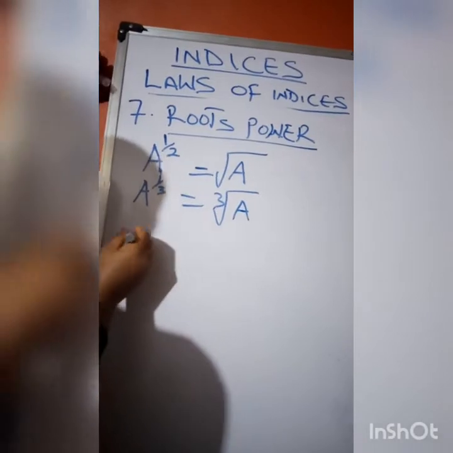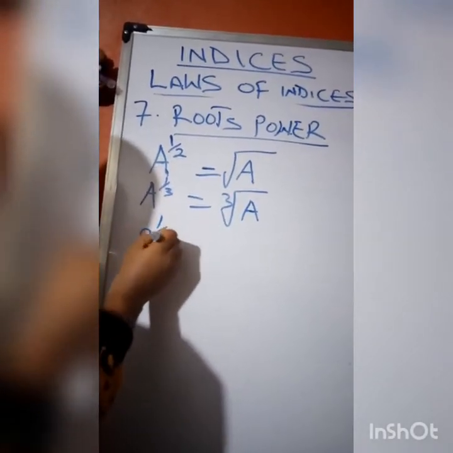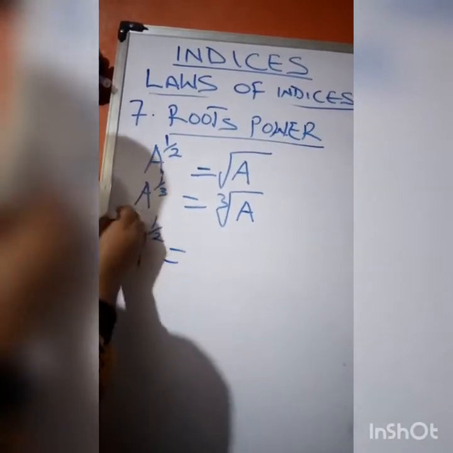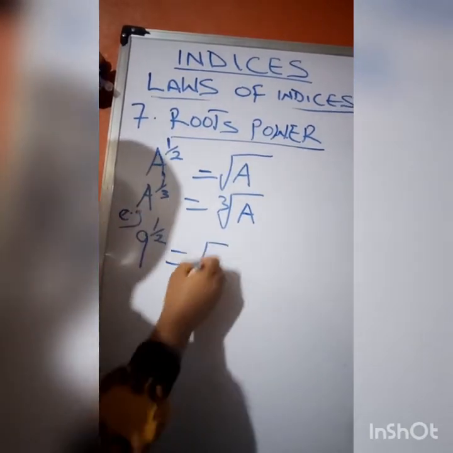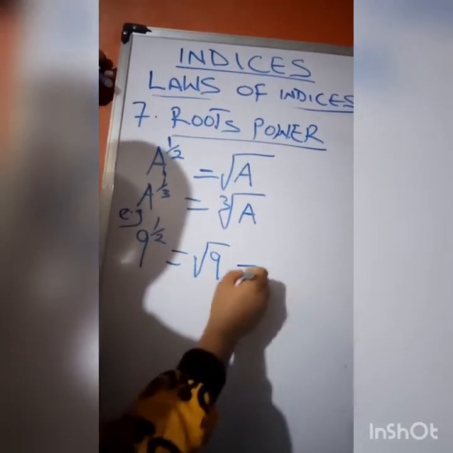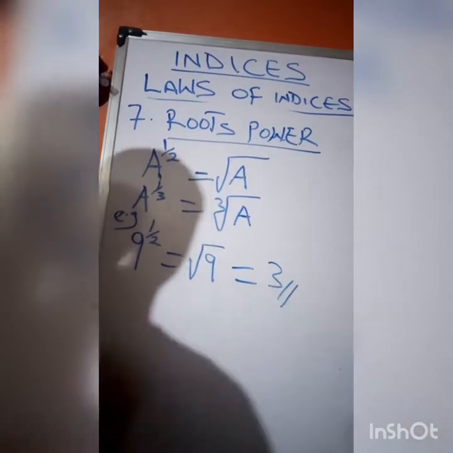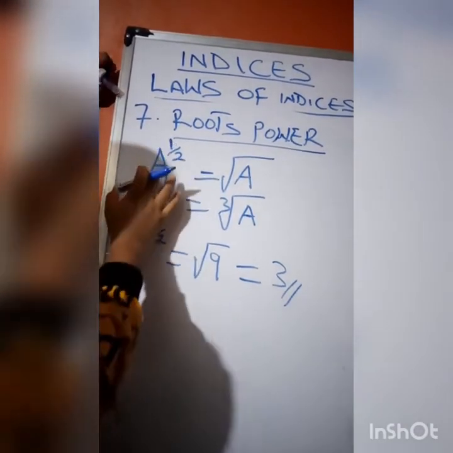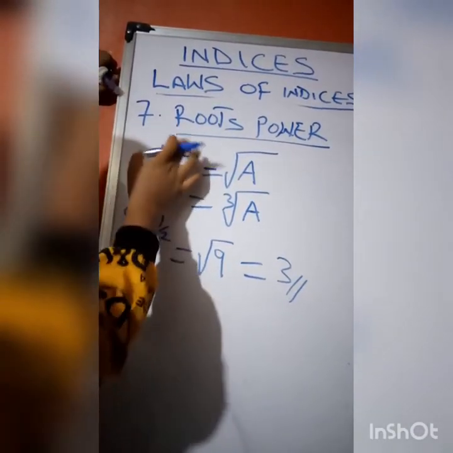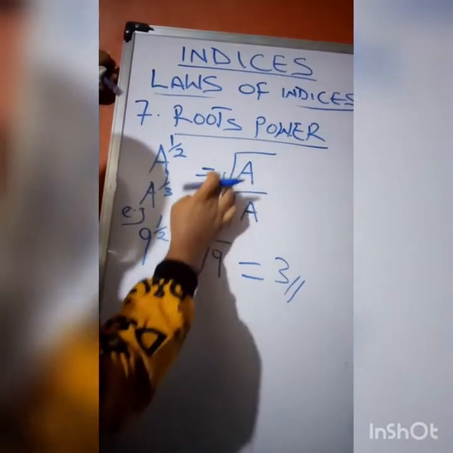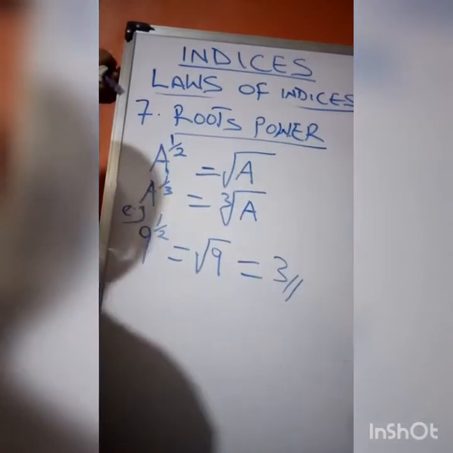For example, if I am given 9 raised to power half, it is the same thing as the square root of 9. Square root of 9 is 3. So the root power says if I'm given a number raised to a root, it is just the square root of a.